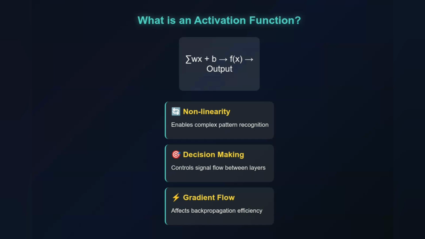For years, ReLU has been the king of activation functions. It's simple, fast, and solves the vanishing gradient problem. But here's the thing. ReLU has some issues. It's not smooth, it completely kills negative values, and sometimes leads to dead neurons. This is where Swish comes in.